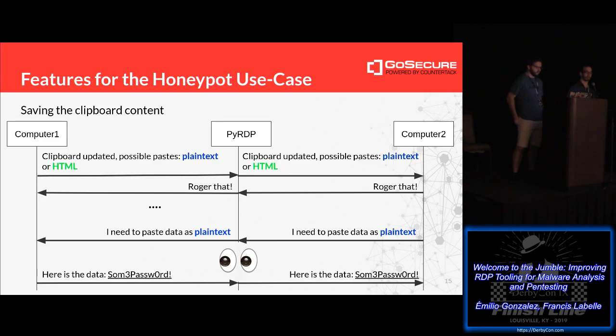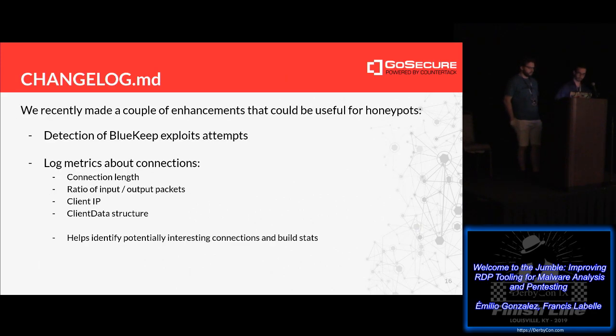For the clipboard, we do something similar. Whenever something gets pasted, PyRDP saves a copy of it, and in the replay, we can see it afterward. And recently, of course, with BlueKeep, we added log statements to build stats around BlueKeep exploit attempts. It's a pretty simple thing. Whenever the BlueKeep channel gets opened, we log it and we can build stats around it.